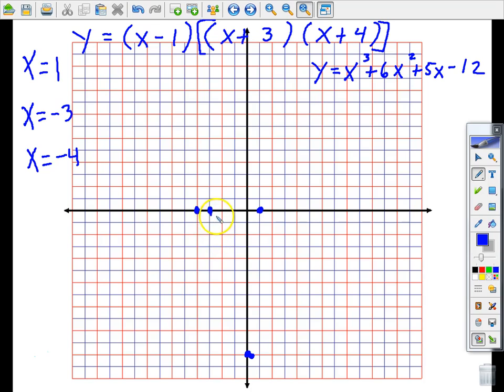The reason why I'm picking -3.5 is because I want to pick numbers that fall directly in the middle, in between two x-intercepts. So right in between -3 and -4 is -3.5. So what I want you to do, either with the factored form or the standard form, if you need to use your calculator, that's fine. Tell me what your output is for an input of -3.5.